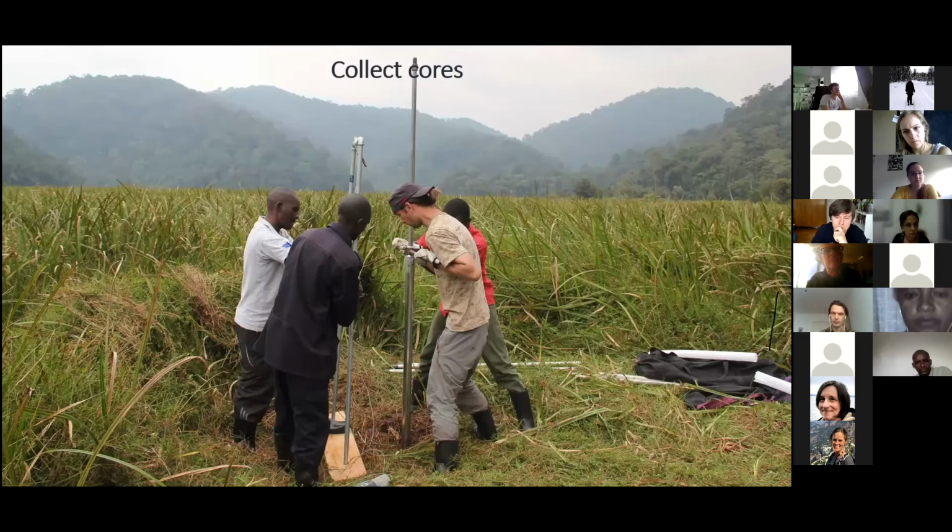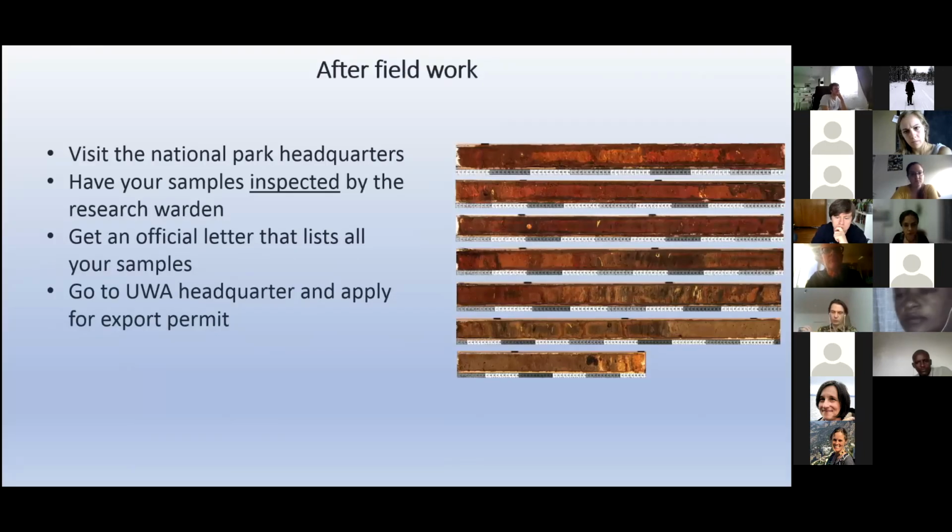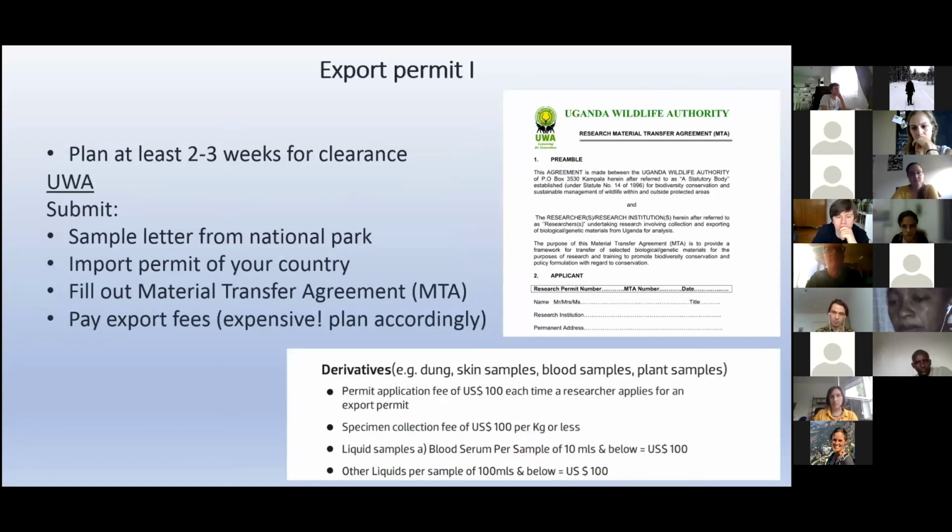And once you're done, you cannot just take those cores out of the country. The first thing is you go back to the national park headquarters with your samples, and they have to be inspected by the research warden. The research warden then issues you a letter, which is basically a list of your samples, the quantity, the kind of material you sampled, and so on. With that letter, you go back to the Uganda Wildlife Authority's headquarters and submit an application for an export permit, which is called a research material transfer agreement.